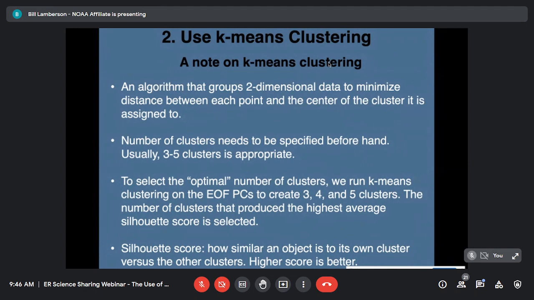Then the number of clusters that produces the highest average silhouette score is selected. The silhouette score is a measure of how similar an object is to its own cluster versus the other clusters, and generally a higher score is better. What is optimal is a bit subjective, but we needed a way to objectively come up with the number of clusters, so we settled on using the silhouette score.